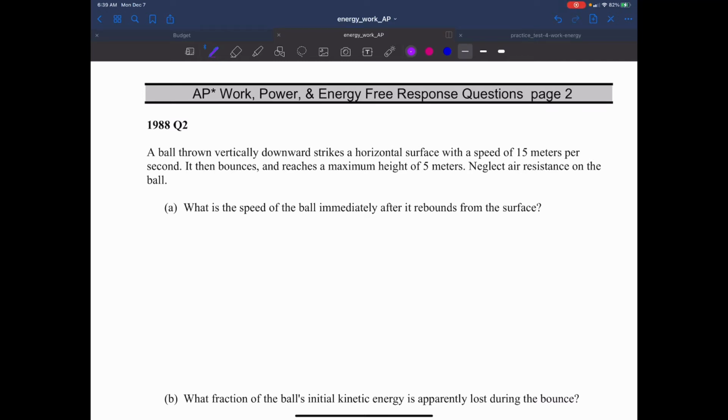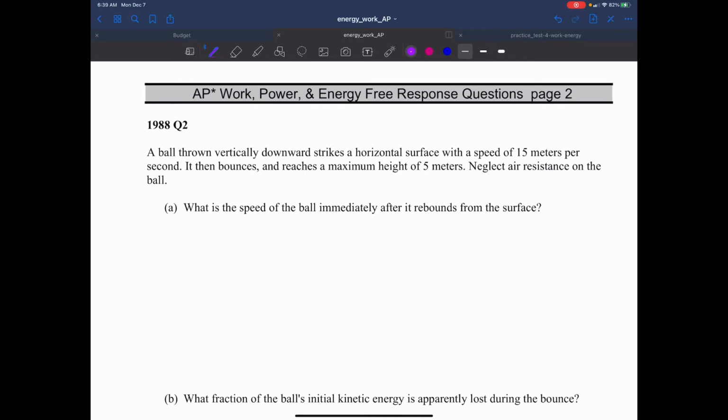Okay, we're here to do 1988 Q2 from a previous AP test. A ball is thrown vertically downward and strikes a horizontal surface with a speed of 15 meters per second. It bounces, then reaches a maximum height of 5 meters, neglecting air resistance on the ball. What's the speed of the ball immediately after it rebounds?